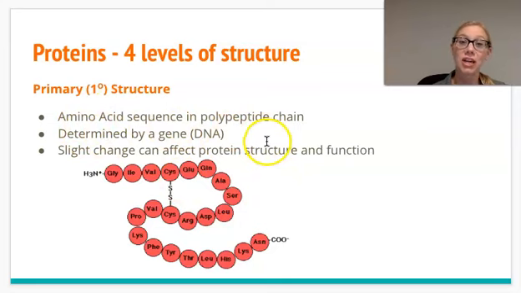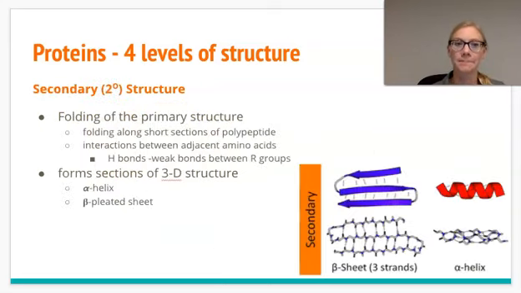So a slight change in your protein structure here can really affect your function, right? And sometimes even if it works or if it doesn't work how it's supposed to. So primary structure is really just your amino acid sequence. Secondary structure of proteins is how these proteins fold together based on their primary structure.